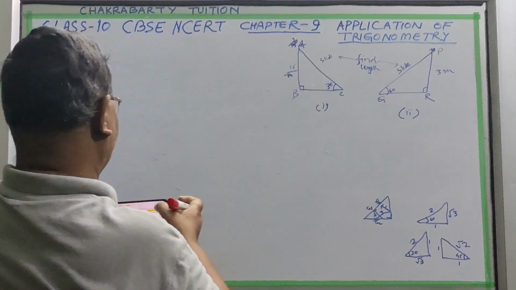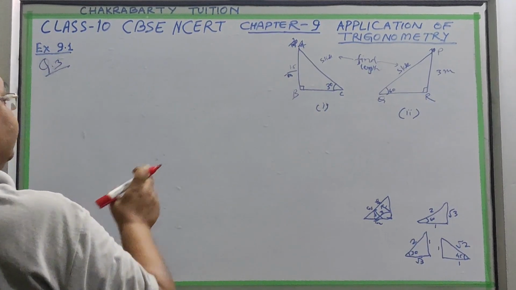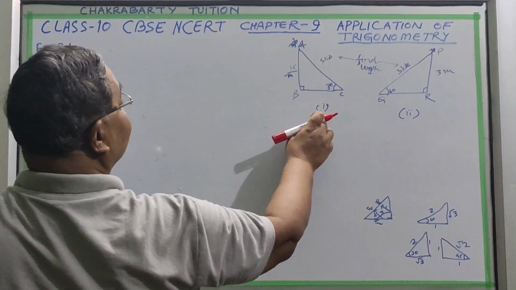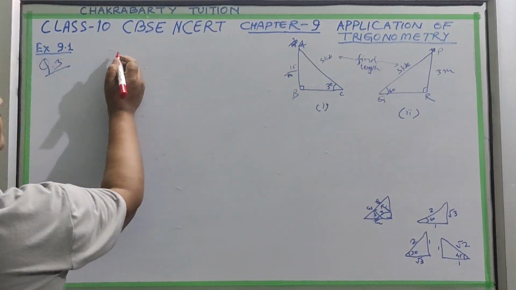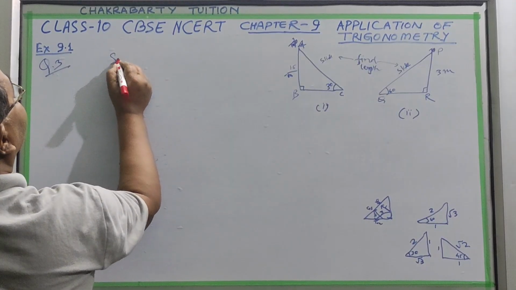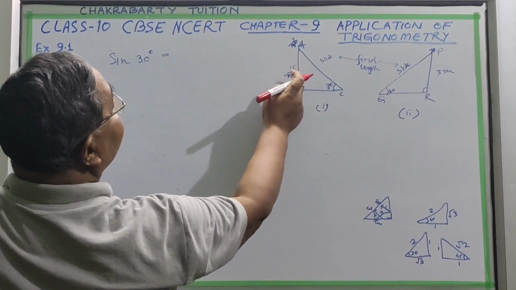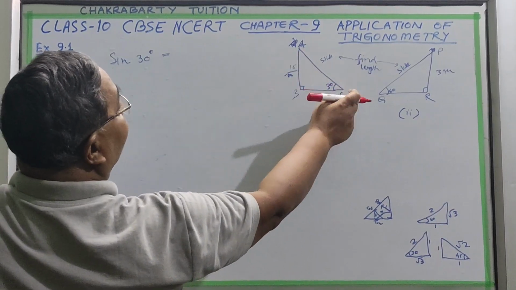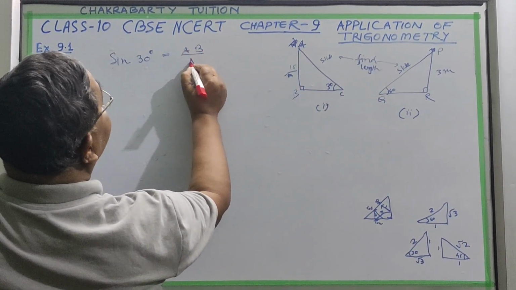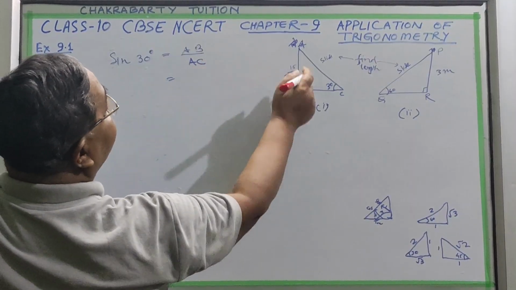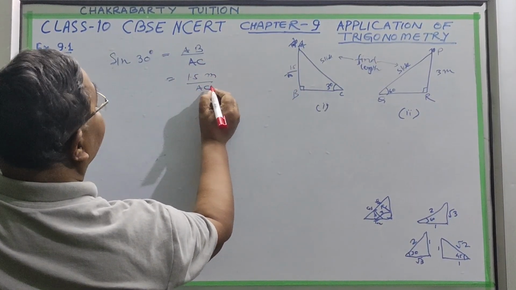For question number 1, first slide, we will find sin 30 degree. Sin 30 degree will be AB upon AC, and AB is given as 1.5 meter. AC you have to find out.